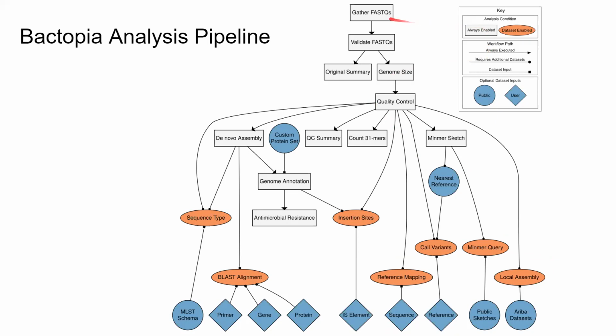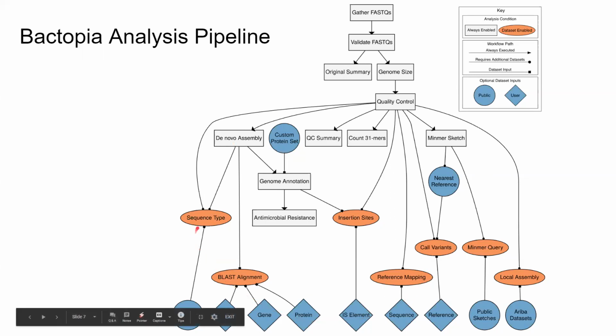This is an overview of the analysis pipeline. To give you an idea, these grayish squares are always enabled. So these analysis steps, no matter whether you give data sets or not, are always enabled, because you don't necessarily need data sets to create an assembly. Whereas these orange circles or ovals require input data sets. So if you want to call variants, you need a reference genome, and the Bactopia data sets can help you select reference genomes. Or if you want to call sequence types, you need a PubMLST schema. And these are just data sets that you can include.